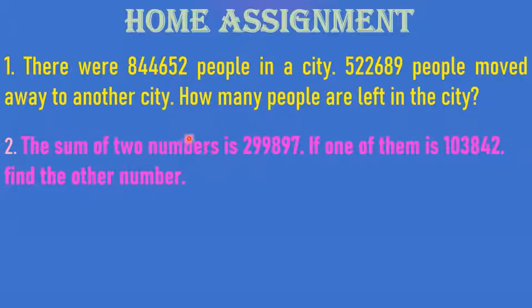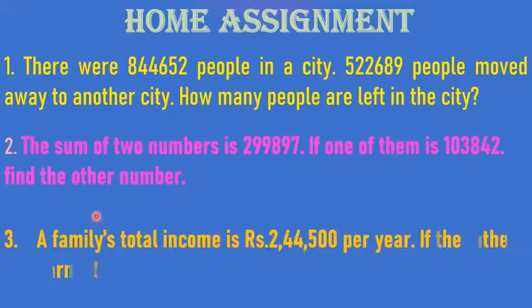Sum of two numbers is equal to 2,99,897. One of the numbers is equal to 1,03,842. Next, third step, the other number is equal to. And the conclusion also you have to write. Therefore, the other number is equal to. Or if one of the numbers is this, the other number is equal to. You have to write. Conclusion step is a must, Nana. Last step.